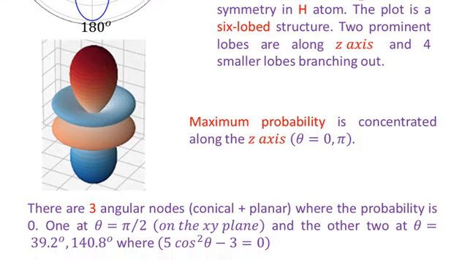Since we are talking about L is equal to 3, there must be three angular nodes. So there are three angular nodes, conical plus planar. Planar means that the xy plane will pass through this figure, through the center of this figure.